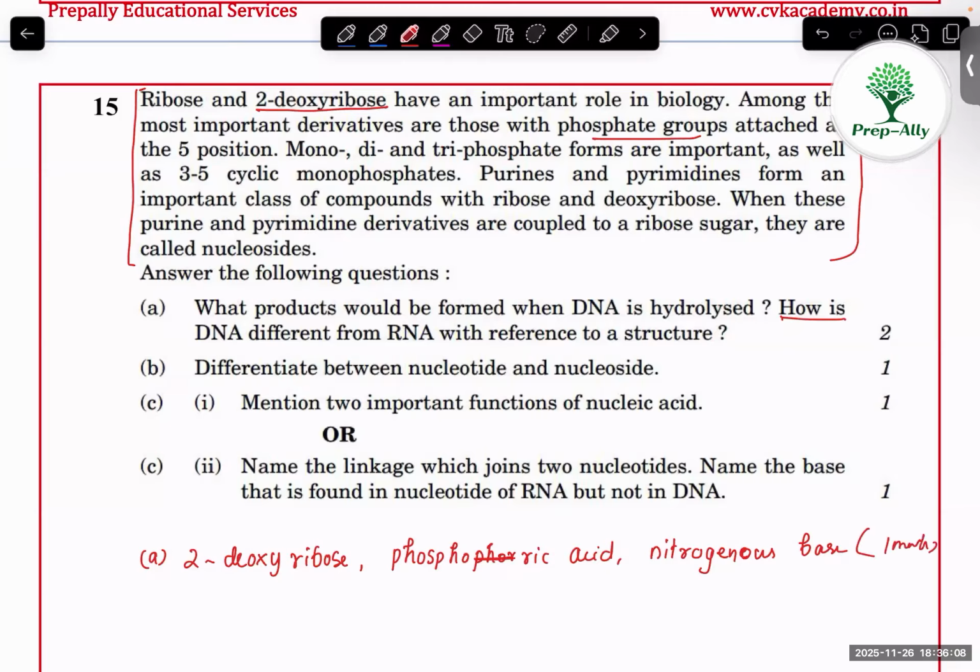How is DNA referred to with reference to structure? So for structure you can simply write, we can say DNA is double-stranded and RNA is single-stranded. Simply you can write that, you will get the marks.